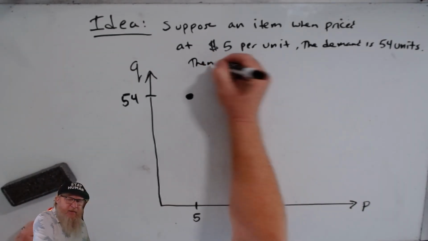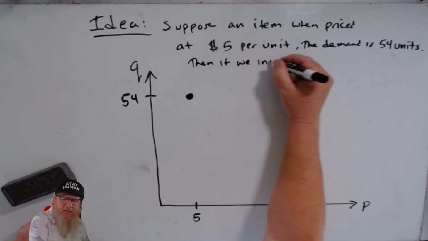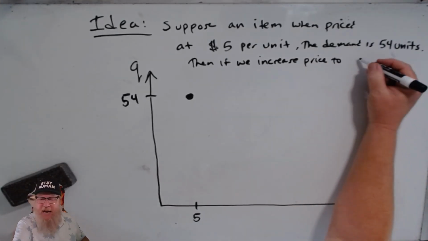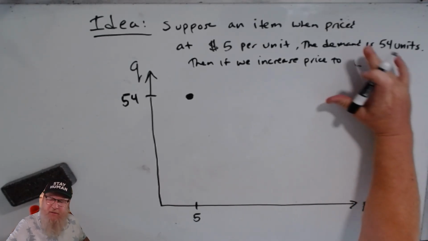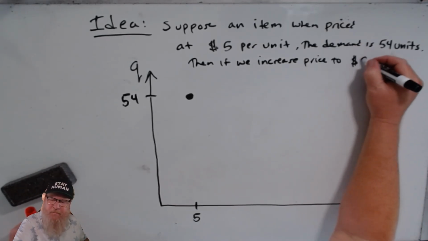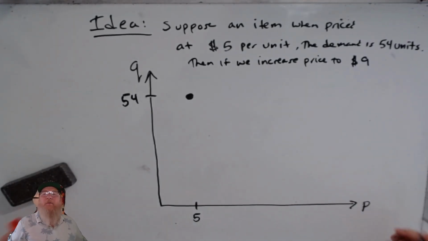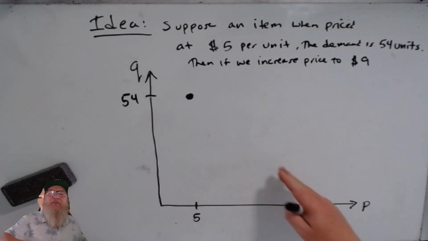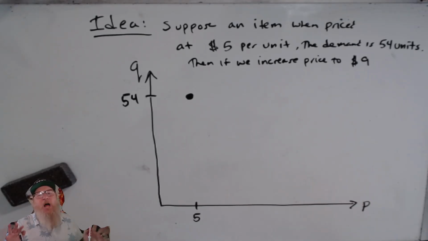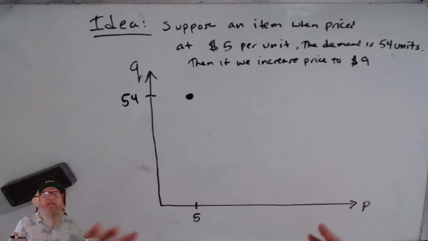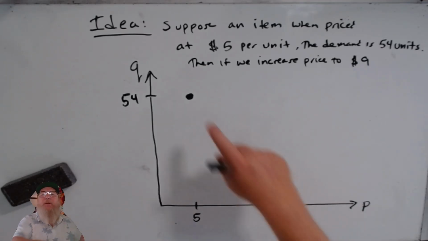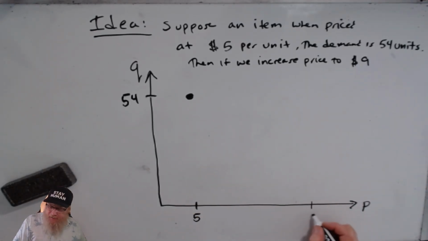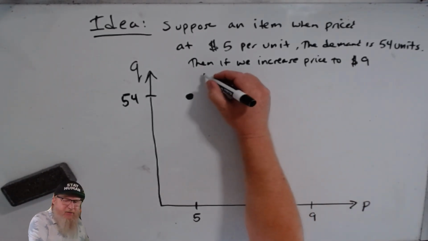Then, if we increase the price to say $9, well, what do you think is going to happen? Generally, price and demand have a negative slope, right? Although it's not always a line. To get the idea, I'll draw it as a line. It could be curved. If we increase the price to say $9, as you can imagine, the demand goes down.